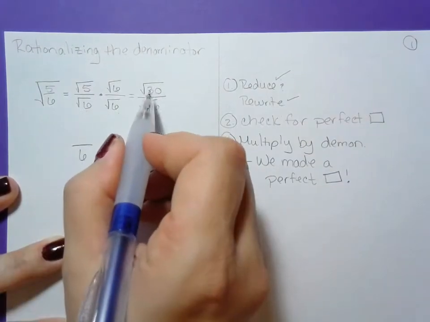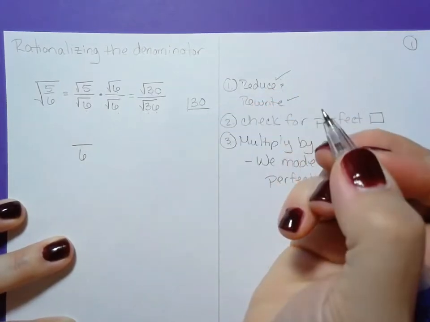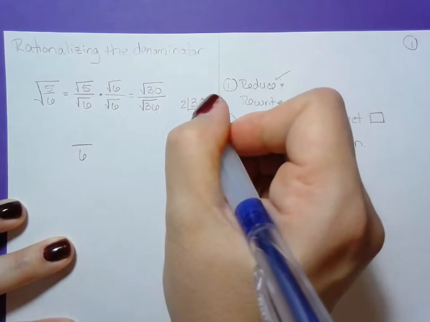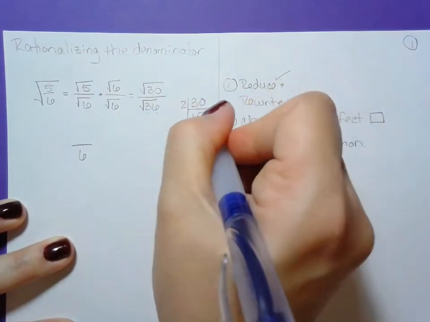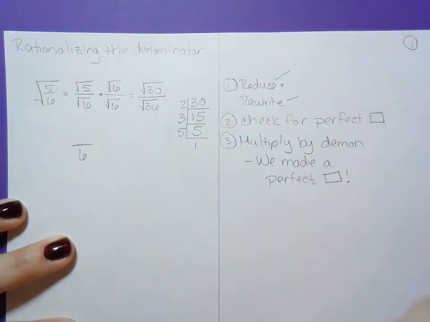And then I'm going to take this 30, and I'm going to come over here and do an upside down birthday cake. 30 is an even number, so I can divide by 2, which gives me 15. 15 is not even, but it's divisible by 3, which gives me 5. And then 5 is divisible by itself to give me the candle on the bottom.